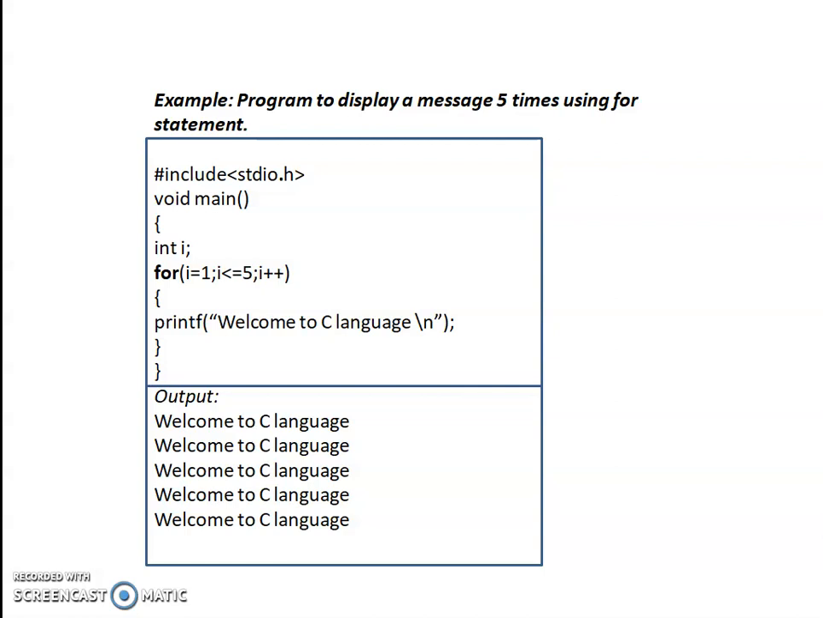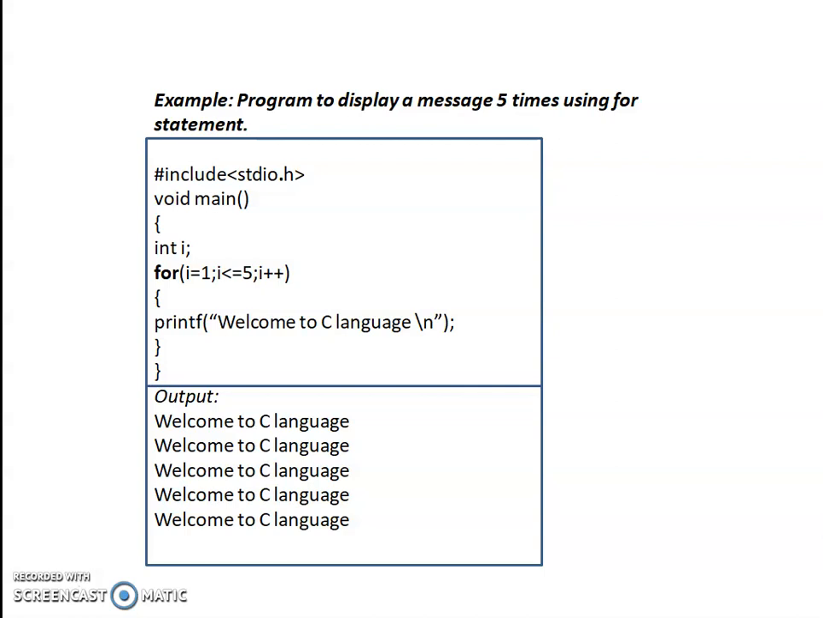i++ means you are updating the value of the looping variable. Initially your i value is set to 1, for i equal to 1. Now what is the condition? i less than or equal to 5. What is the value of i now? 1. Is 1 less than or equal to 5? The condition is true. It will print welcome to C language, and then the i value gets incremented to 2.